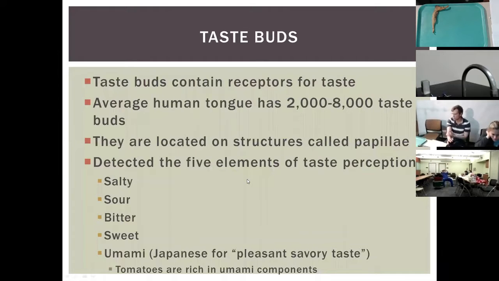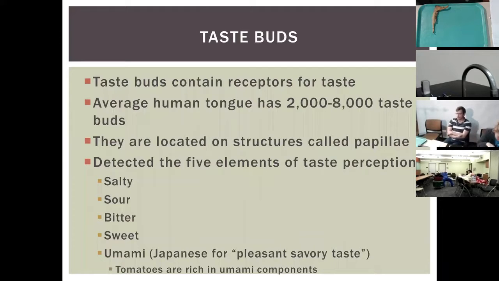And we're going to take a little step back from teeth for a while before we do our lab, and we're going to talk about taste and taste buds. So taste buds are the receptors for taste, which I'm sure you all knew. We each have somewhere between 2,000 and 8,000 taste buds. They're located on structures called papillae, which are little elevations on your tongue.